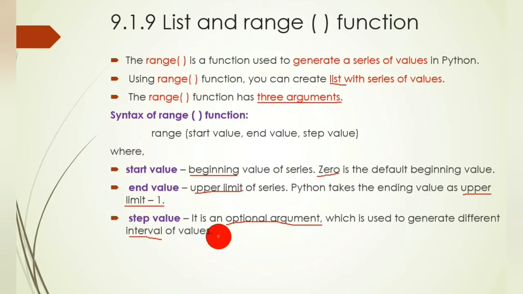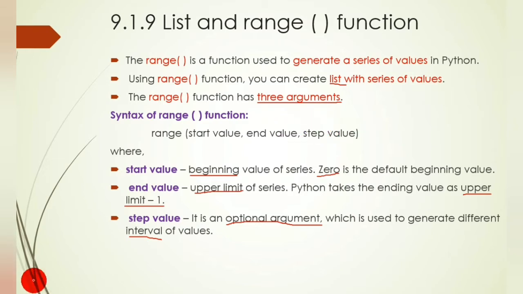This function is also used to create a list. You know what is meant by a list? A list is a collection of elements or a series of elements. That list can also be created by using the range function. How many arguments does the range function have? Totally 3 arguments: start value, end value, step value. Here the start value is the beginning value, the end value is the last value, that is the last index value, and the step value is the interval value.